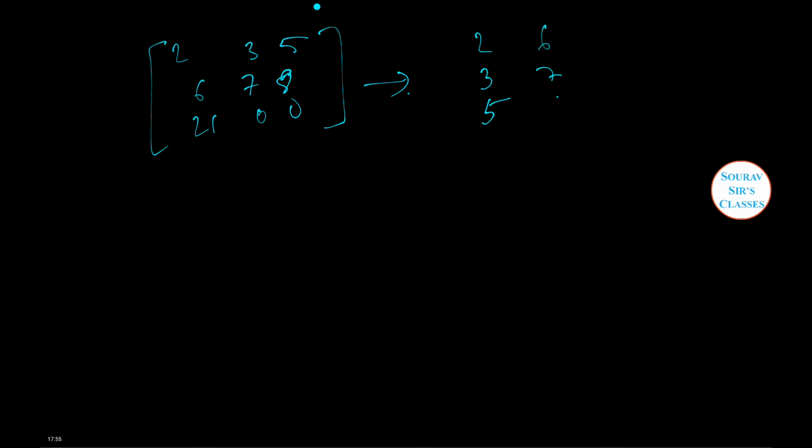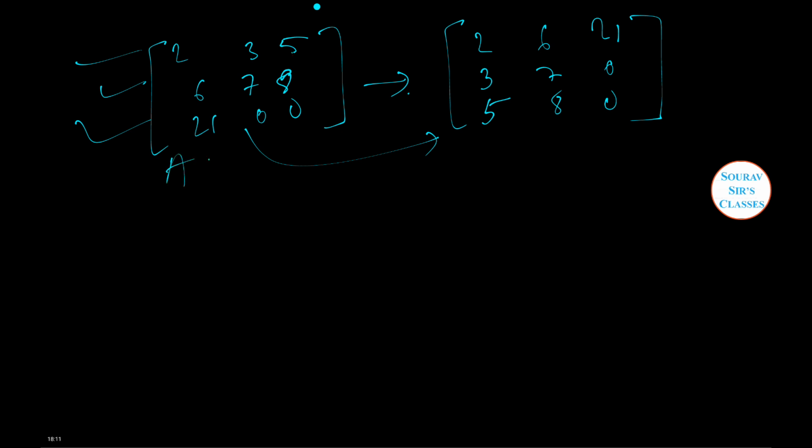Let me do one more example, then it will be more clear to you. Let us take numbers this time. 2, 3, 5, 6, 7, 8, 21, 0, 0. Now what is the transpose of this? Basically, what we write in the rows in the first matrix, change it to columns. We should write the same row as columns. 2, 3, 5 is a row in the first matrix A, then A transpose will have 2, 3, 5 as a column.